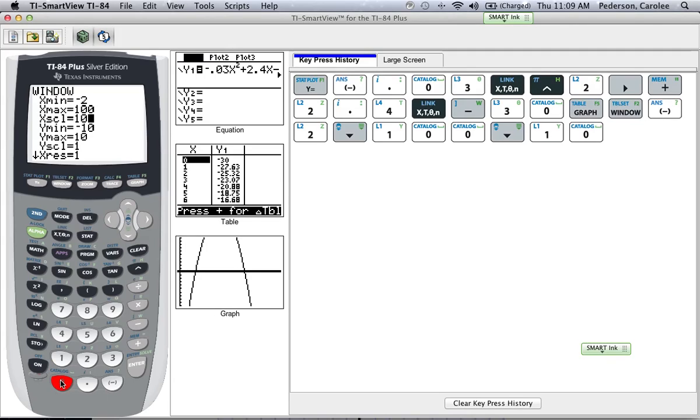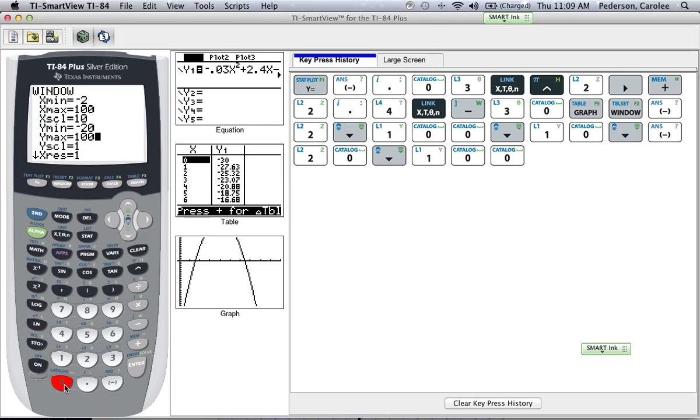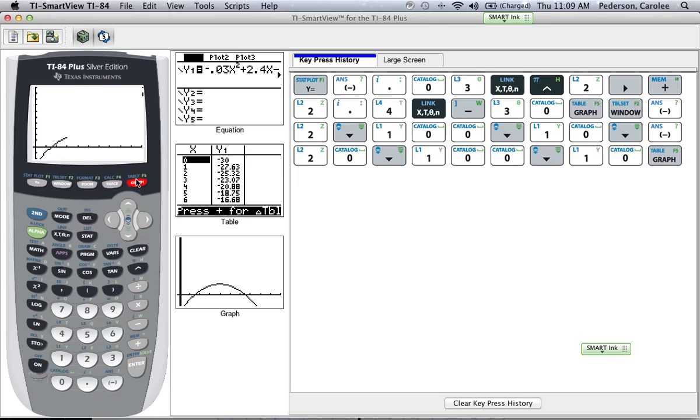And notice on my screen, the graph is starting to show up. Then I'm going to do my y minimum. We'll do -20. And my y maximum, let's do 100. And then we'll change the scale to 10. Now when I push graph again, look at my parabola. It's starting to appear, the shape of the U.